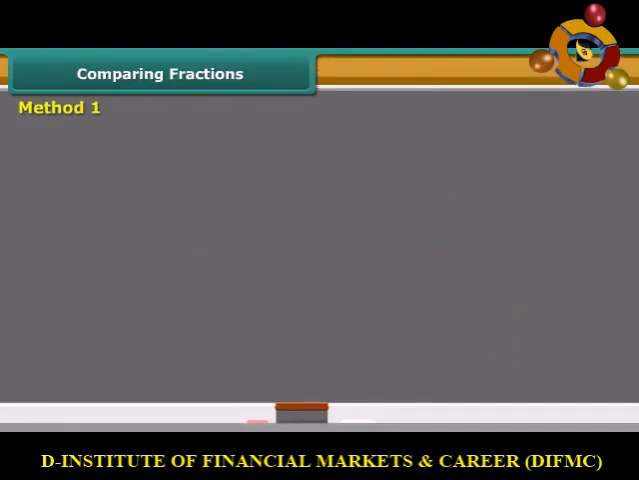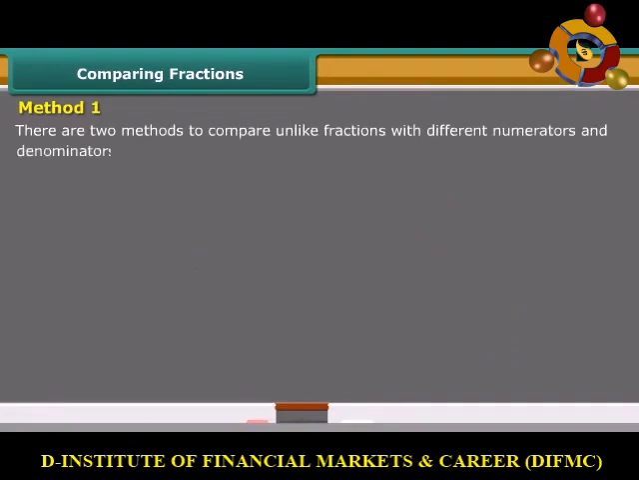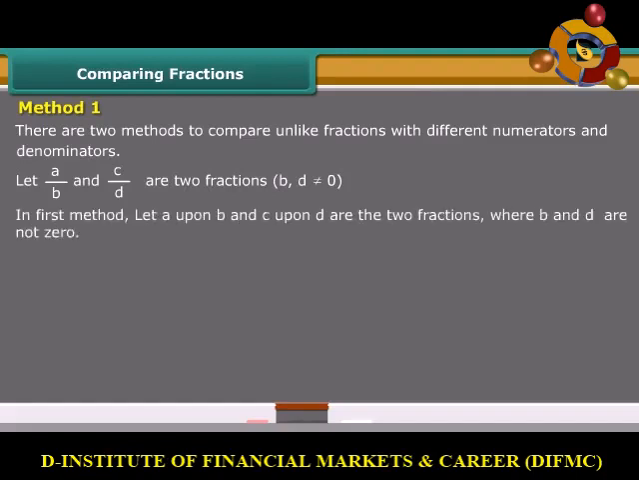Method 1. There are two methods to compare unlike fractions with different numerators and denominators. In the first method, let A upon B and C upon D be the two fractions where B and D are not equal to 0. To compare them, we find the products AD and BC.